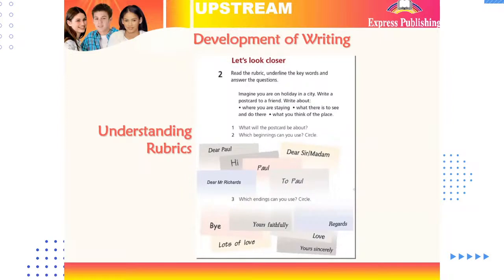So this is why we have understanding rubrics sections or small tasks that allow students to look at a rubric, analyze what is needed by perhaps underlining keywords, answering questions that help them to understand what is required, for example. And of course, this is an important exam skill, especially when students are performing writing tasks in exams, to be able to understand and accomplish rubrics effectively.